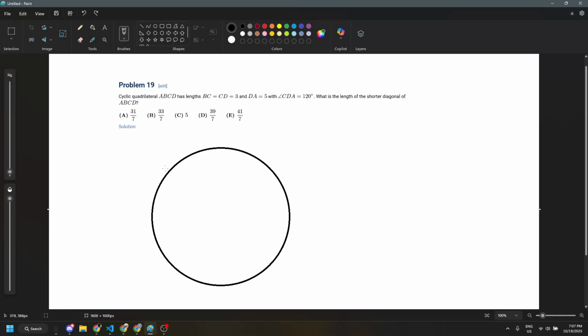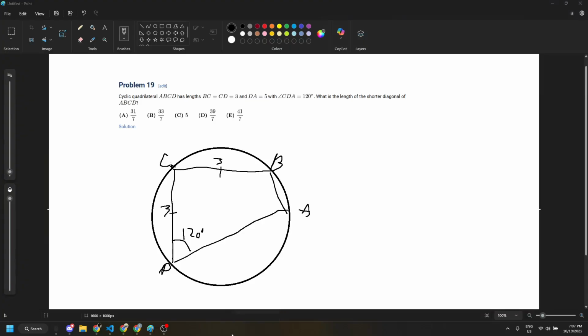Okay, so if we have A here, no, let's start with B. No, let's start with C. C here, and here, let's say this is B. This equals 3, this equals 3, so these are equal. Then DA equals 5, so DA is longer. And then CDA equals 120. What is the length of the shorter diagonal?